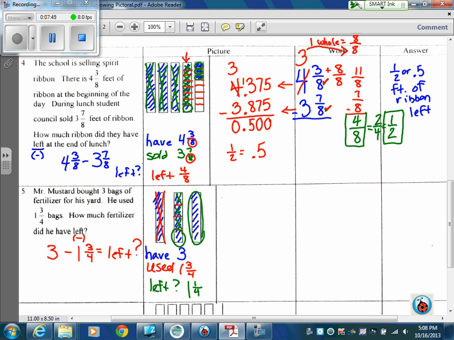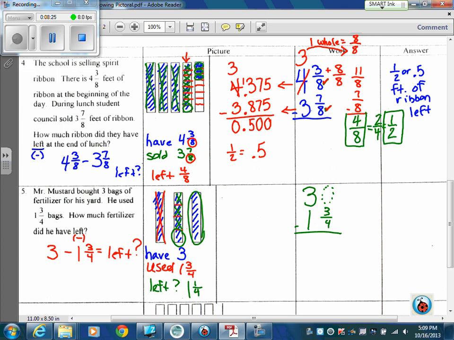Okay, so let's try it with our numbers and see how we did. I started with 3 bags, used 1 3/4. So what we're seeing a lot is this is basically meaning 0. And a lot of you are wanting to just bring down the 3/4. But I can't take 3/4 from a 0 right there. There's no fraction to subtract it from, but I have a whole number. Those numbers are not separate. They're together in that it's 1 3/4, not 1 or 3/4.